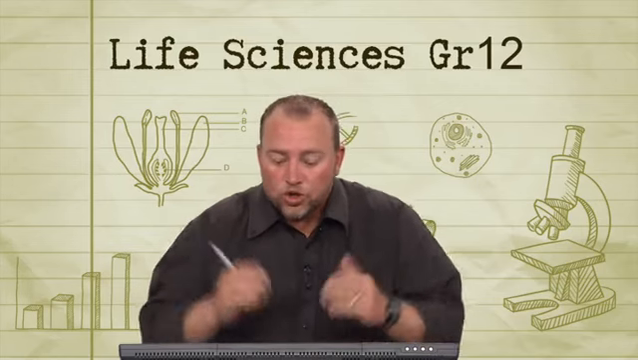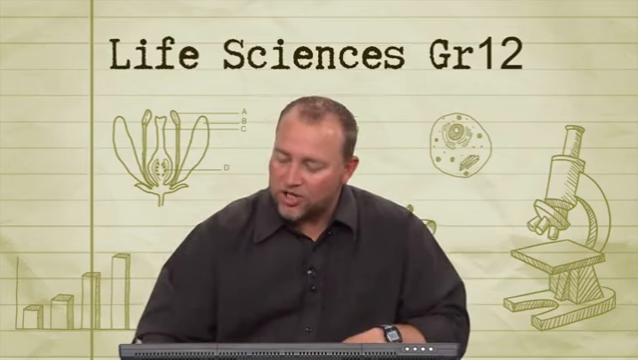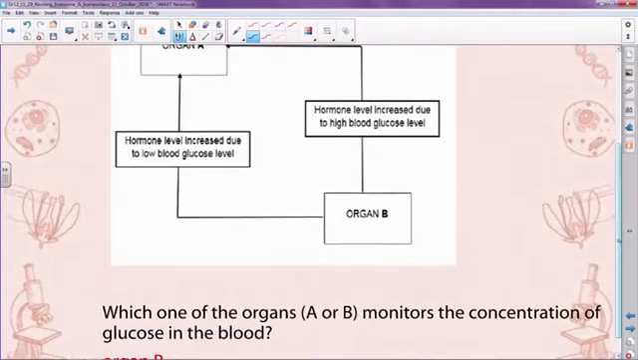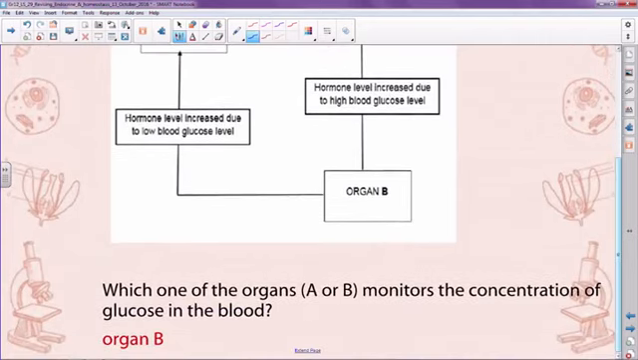Okay, which organ monitors the concentration of glucose in the blood? And of course, we know it is organ number B. The reason why it's organ number B, what was B? Can you remember? B was, think about it carefully, B is your liver.